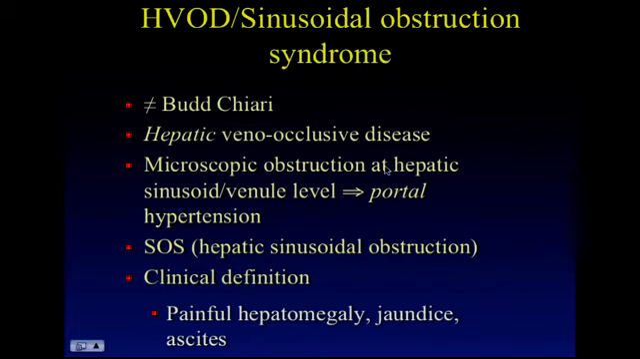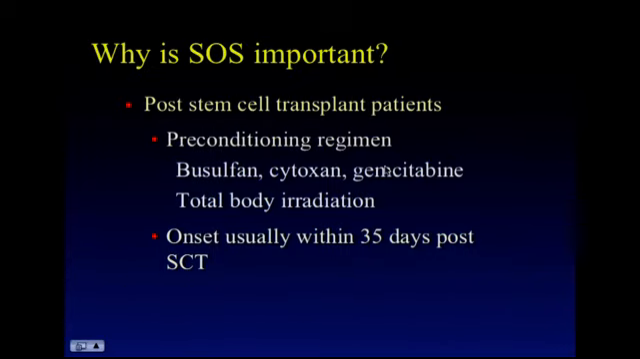So the clinical definition: patients present with painful hepatomegaly, jaundice, and ascites. So why is it important? Why should we consider it? Well, it occurs in two groups of patients. The first are those undergoing or going to undergo stem cell transplantation for leukemia or lymphoma. As part of the pre-stem cell transplantation regimen, they undergo busulfan, cytoxan, and gemcitabine, and they have total body irradiation. This somehow sets them up for sinusoidal obstruction syndrome, but it usually doesn't manifest until 35 days after the stem cell transplant. So that's why it's important to know the person's history when you're examining them.